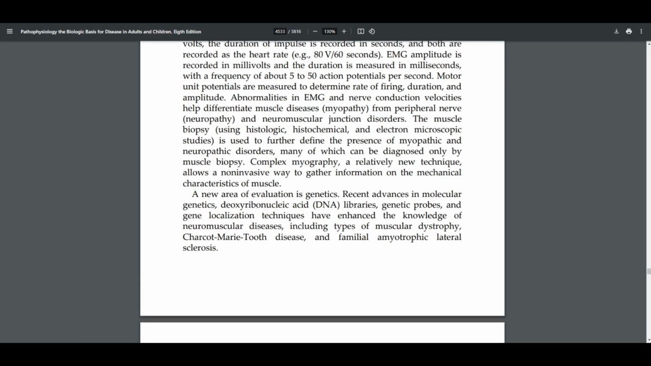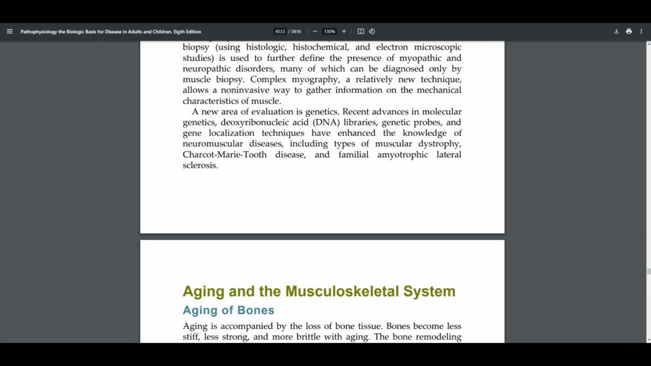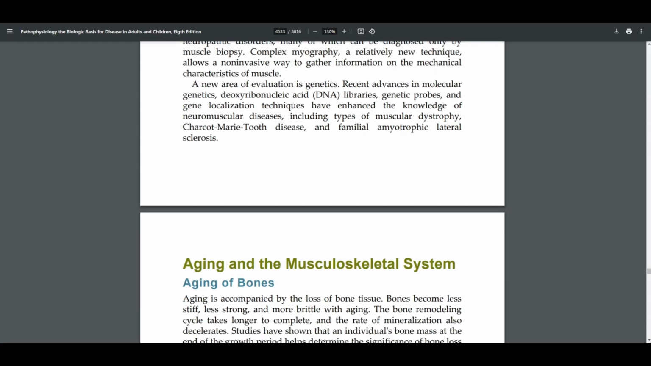A new area of evaluation is genetics. Recent advances in molecular genetics, DNA libraries, genetic probes, and gene localization techniques have enhanced the knowledge of neuromuscular disease, including types of muscular dystrophy, Charcot-Marie-Tooth disease, and familial amyotrophic lateral sclerosis.